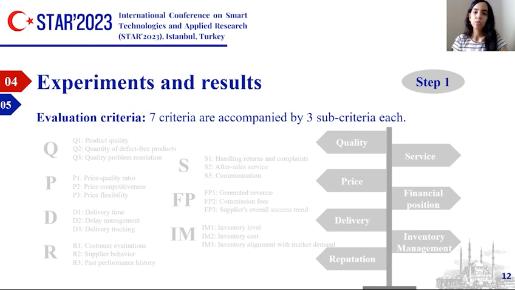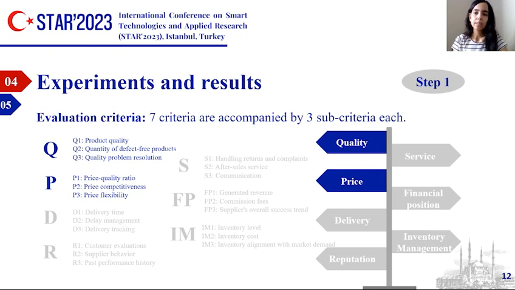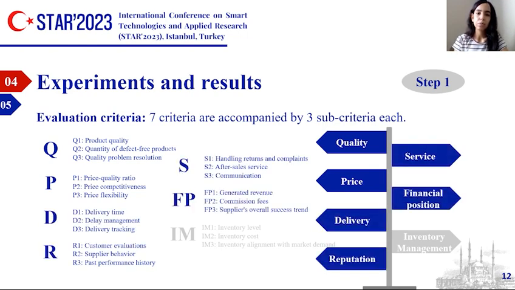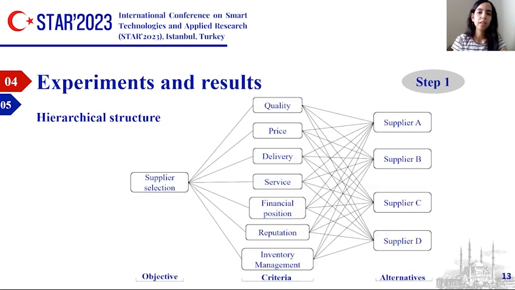To do this, we selected 7 criteria, each with 3 sub-criteria directly related to the suppliers, namely quality, price, delivery, reputation, service, financial position, inventory management. So the hierarchical structure of our study is as follows.